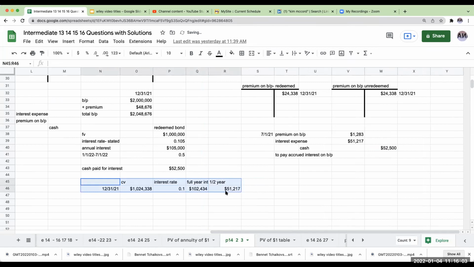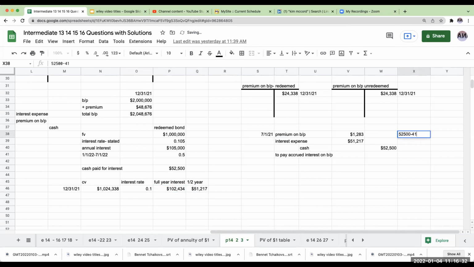So the amount of the interest expense is going to be the carrying value of the bond on 12/31/21 multiplied by the interest rate of 10%, the market interest rate, we don't use stated. So my full year interest is 102,434. But this is only for 6 months, so I have to multiply that by 50%. And then over here, the premium amortization is essentially a function of the cash less the interest expense, or the 1283.